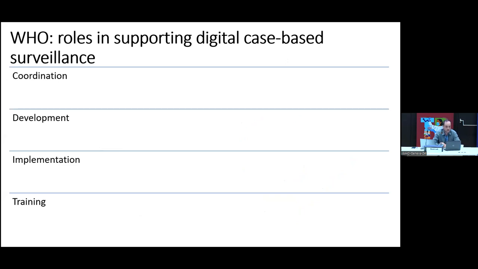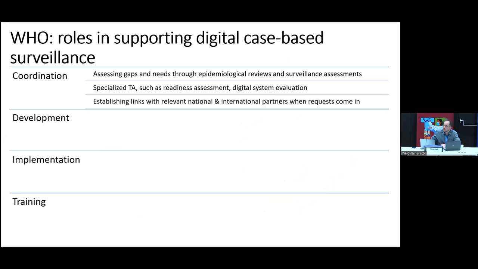Starting with WHO, we play a role in four dimensions of the process: coordination, development, implementation, and training, and we're going to look at each one in a bit more detail. Our role in coordination: as we talked about at the beginning of this webinar, EPI reviews and surveillance assessments are able to capture gaps in surveillance systems. Through these assessments, we make recommendations to countries to address these gaps and move towards best practices.